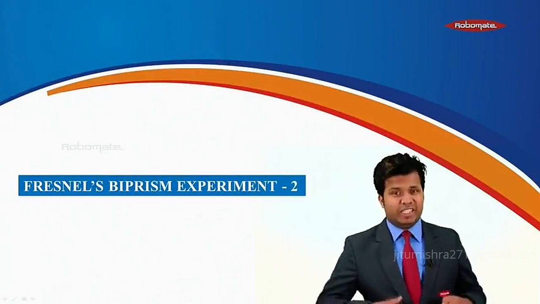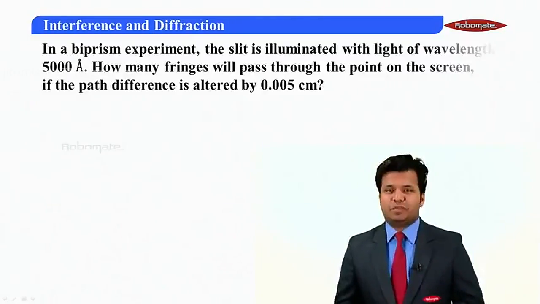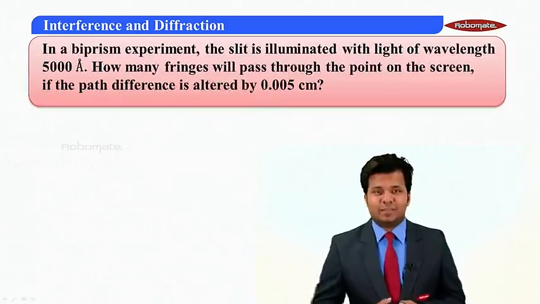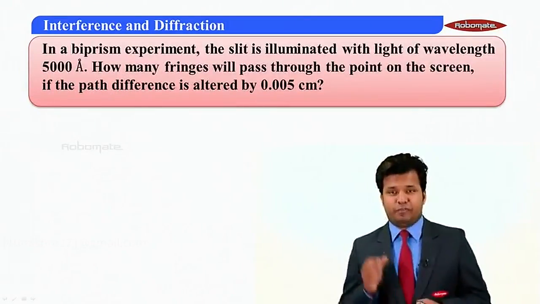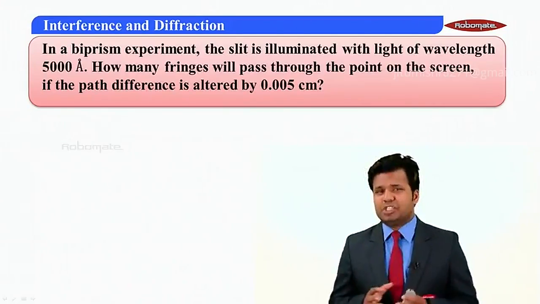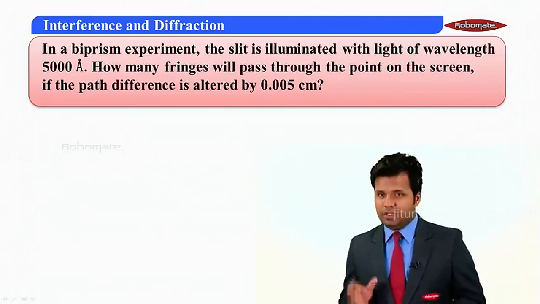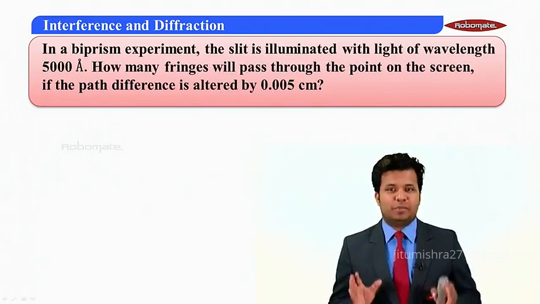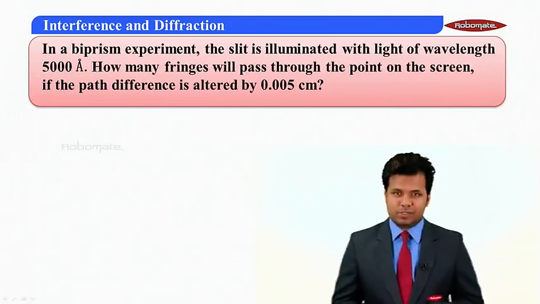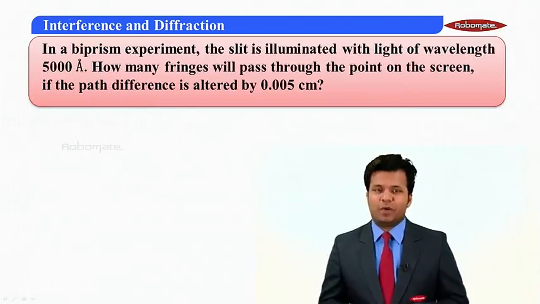Students, let us start with the next part of Fresnel's biprism experiment, and here is the first question of this module. In a biprism experiment, the slit is illuminated with light of wavelength 5000 angstrom unit. How many fringes will pass through a point on the screen if the path difference is altered by 0.005 centimeter?